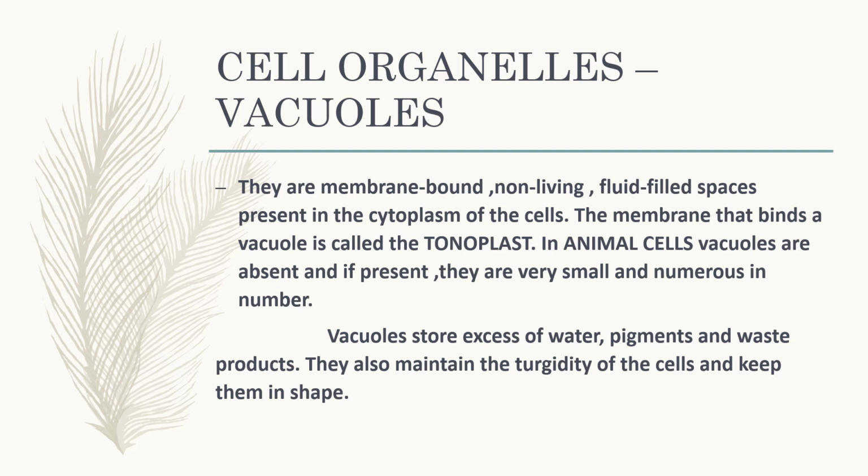Last cell organelle which is being covered in the chapter is vacuoles. What are vacuoles? They are membrane-bound, non-living, fluid-filled spaces present in the cytoplasm of the cells. The membrane that binds a vacuole is called the tonoplast. In animal cells, vacuoles are absent, and if present, they are very small and numerous in number. Vacuoles store excess of water, pigments, and waste products. They also maintain the turgidity of the cells and keep them in shape.